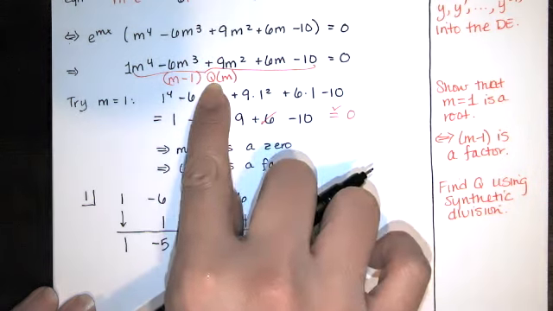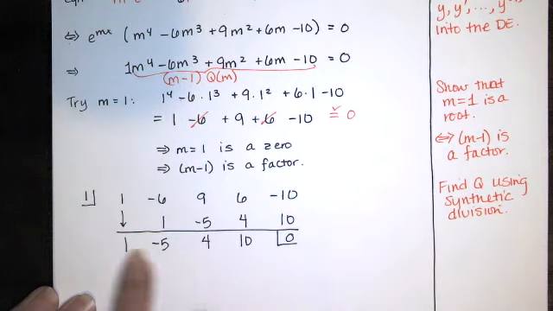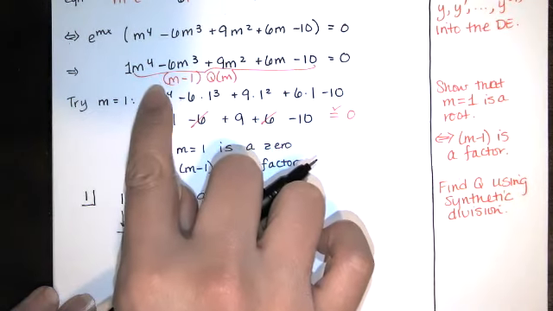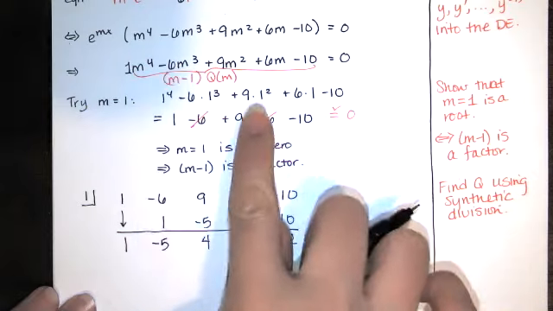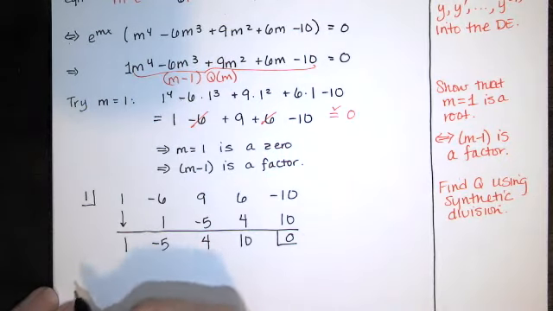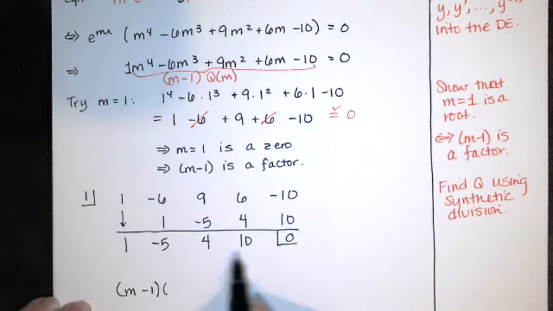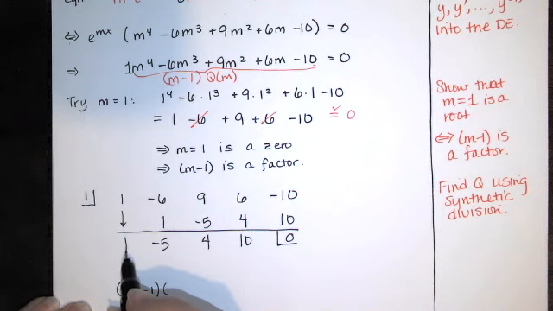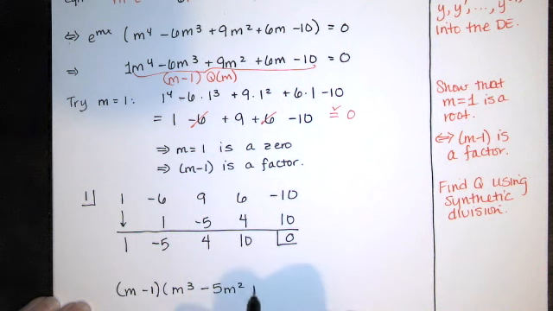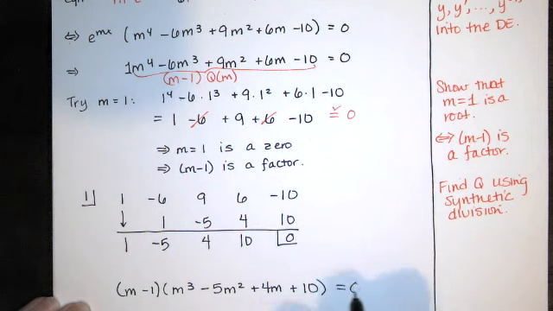So this is telling us that q of m has these coefficients. It was a 4th degree polynomial. We divided out a 1st degree polynomial. So q is going to be a 3rd degree polynomial. So the original polynomial can be written as m minus 1 times q, where q has these coefficients. So this is a coefficient of m cubed because it's cubic. So we're going to have 1m cubed minus 5m squared plus 4m plus 10.